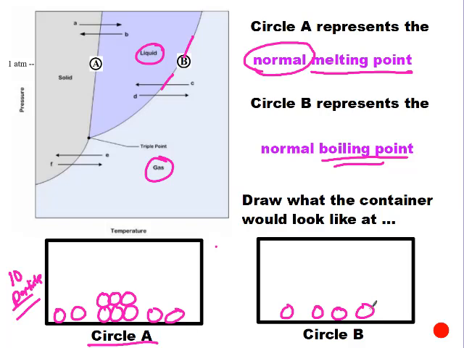I'm going to have my 4 liquid on the bottom, and this time I'm going to have 6 gas. Again, as long as you have some gas and some liquid, because it's in equilibrium right now, some of the liquid is turning into a gas, and technically some of the gas is turning into a liquid. Same thing here, some of my solid is turning into a liquid, some of my liquid may be turning into a solid.